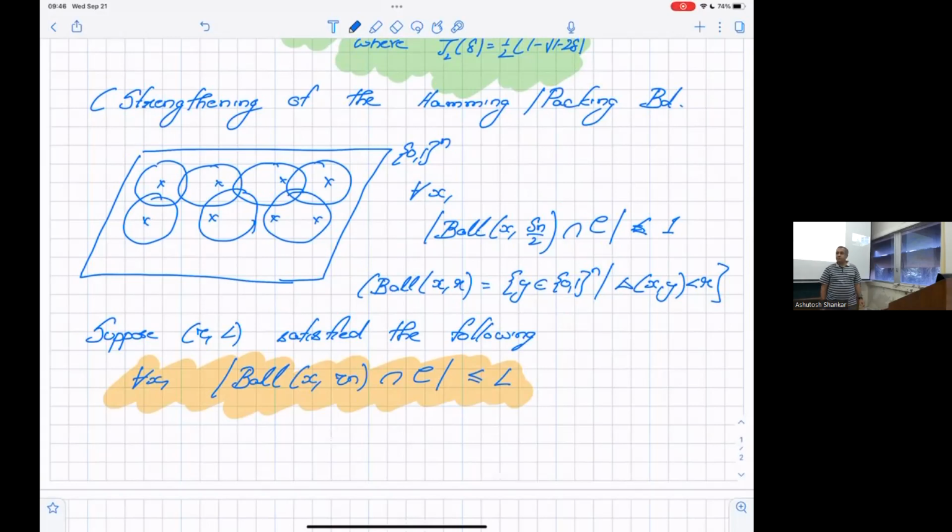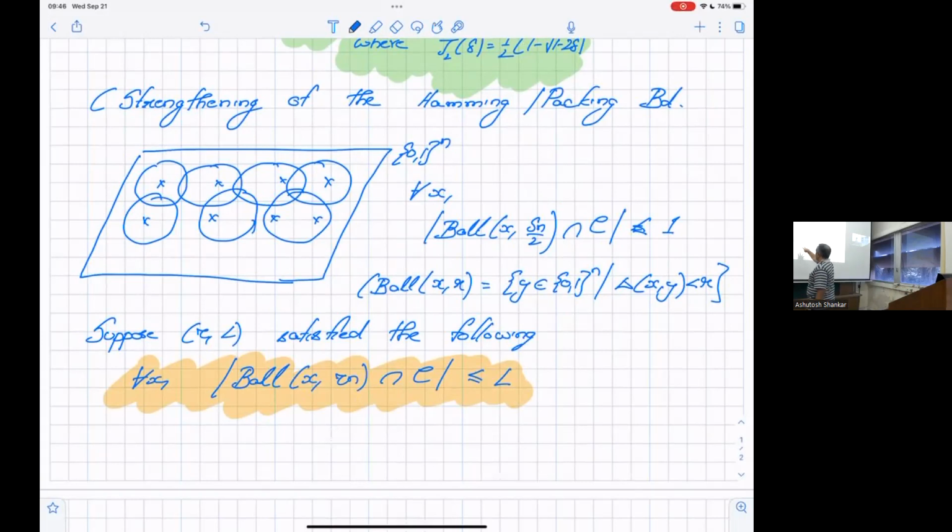Take one point and let's say it participates in more than L balls. No, that's not what we want to say. This is the assumption I'm giving you. So there are two things. Suppose tau and L satisfy the following. This is given to us. Now I do the following experiment. I draw balls of radius tau n around every code word.